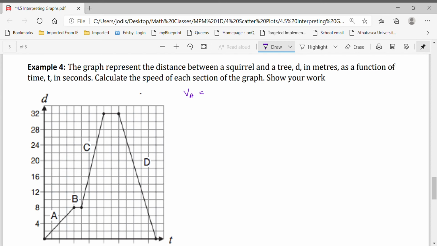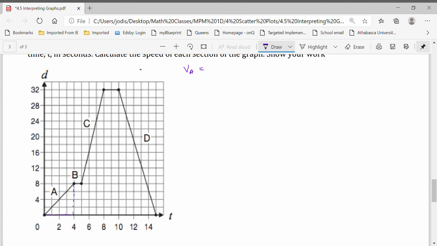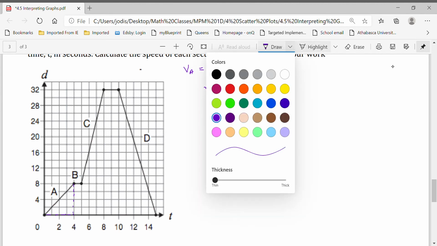When we put that A there, it's telling me which section you're using, or do colors, but just a way to tell me which section you're actually talking about. So for A here, I need my scale. In this case, time on the bottom, so we went 4 seconds. Seconds was in the question. And then the distance, we went up to 8, and this is meters. So we've got 2 meters per second.